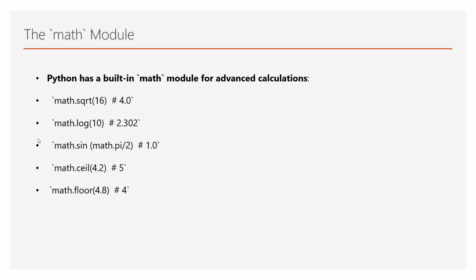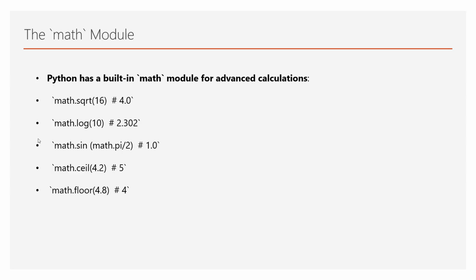Next, you can see math.sin, and in the brackets math.pi/2. Understand, math.sin is a Python function that returns the sine of an angle in radians. And math.pi/2 is the radian equivalent of 90 degrees. So basically the sine of math.pi/2 radians is 1.